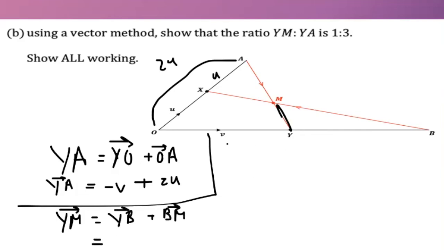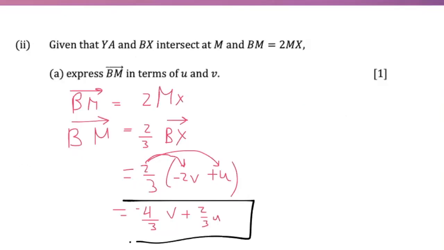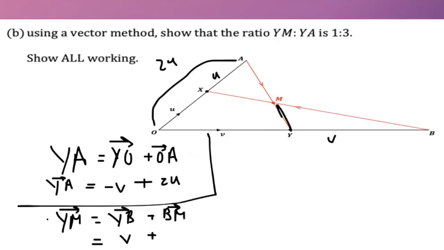Why Y to B? If this is v, this is another v because it's the midpoint, so this is v, this is v. So YB is v, and we're going in the same direction as the line. And then BM, we're going in the same direction. And let's look at what we got for BM. This is it. So therefore, BM is minus 4 over 3 v plus 2 over 3 u.